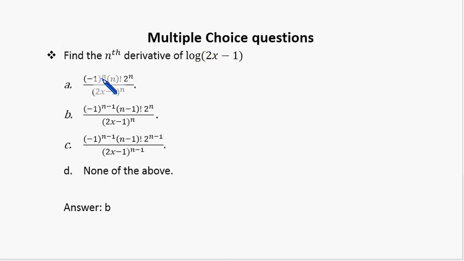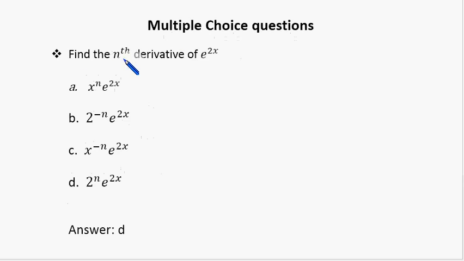Next one, find the nth order derivative of log of 2x minus 1. Option A, minus 1 to the power of n into n factorial into 2 to the power of n divided by (2x minus 1) whole to the power of n. Option B, minus 1 to the power of n minus 1 into (n minus 1) factorial into 2 to the power of n divided by (2x minus 1) whole to the power of n. Option C, minus 1 to the power of n minus 1 into (n minus 1) factorial into 2 to the power of n minus 1 divided by (2x minus 1) whole to the power of n minus 1. Option D is none of the above. So the answer is B.